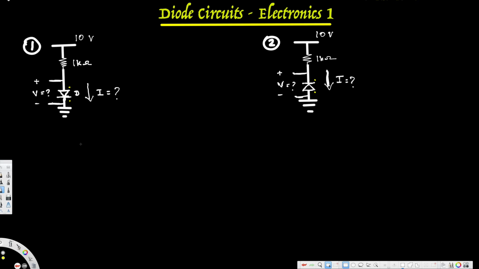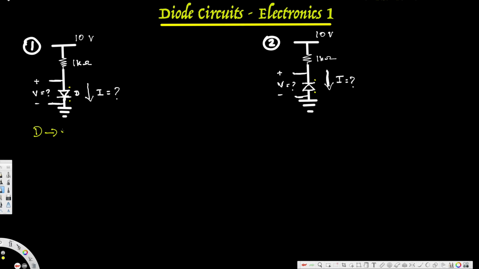In this video we are going to talk about diode circuits. Here we have two diode circuits and we are going to calculate this current and the voltage. Now let's look at this first one. When we deal with a diode circuit, we assume this diode is on. Okay, we assume this one is on.